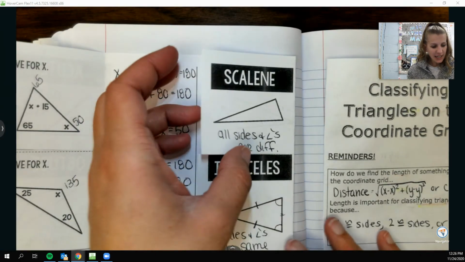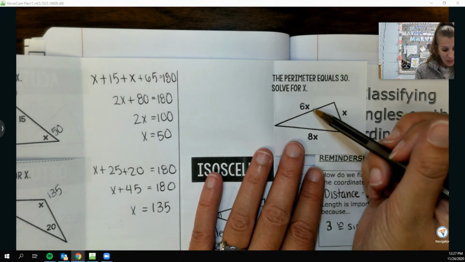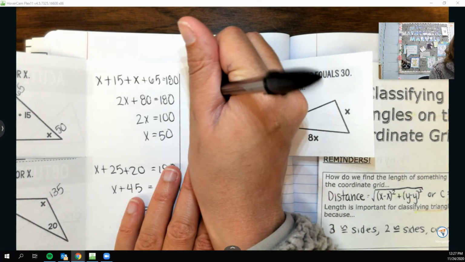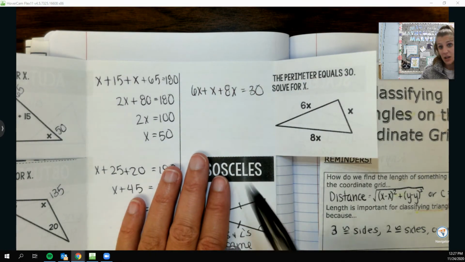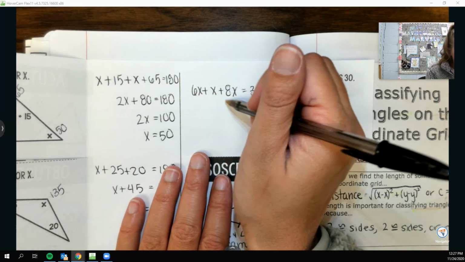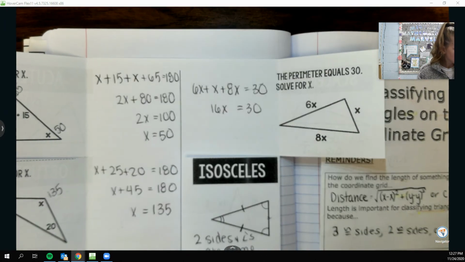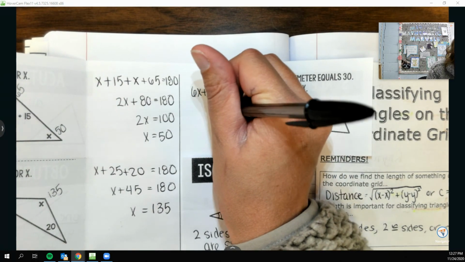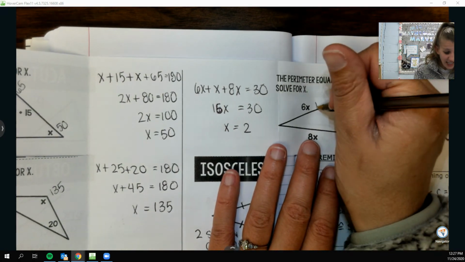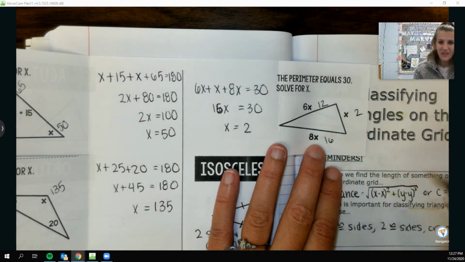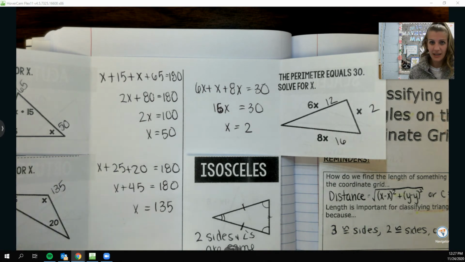Now, if we go along the side here, if I know that the perimeter equals 30, that helps because I can add all these up, because we're talking about the sides, and set it equal to 30. Because if I add all the sides, then that's the perimeter. So I combine my like terms, and I'd have 16x equals 30. Oh my gosh, did I add that? I did. That's 15. Oof. Divide by 15. So x is 2. And then I could find each side, because this one would be 12, that would be 16, that would be 2. Wait. Oh my god. Did I do that right? Yeah, okay.